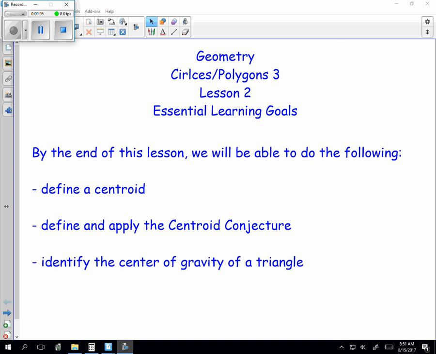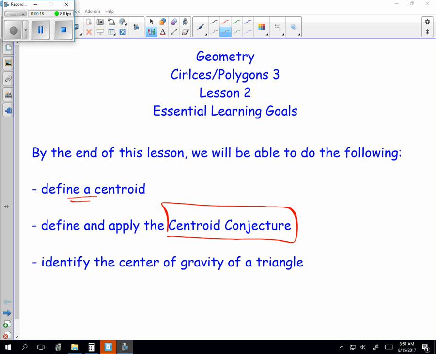In this lesson, we are going to define the centroid, another point of concurrency in triangles, and define and apply the centroid conjecture about the distance of lengths, and then find the center of gravity of a triangle.